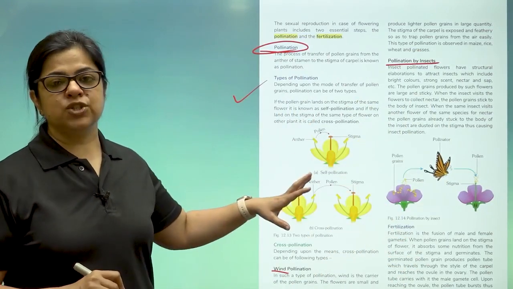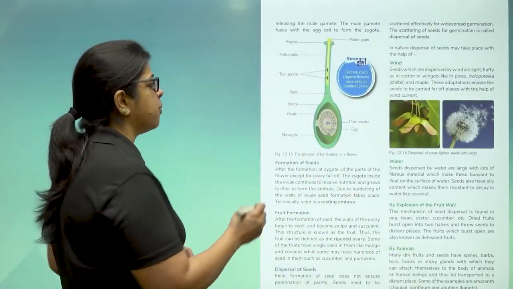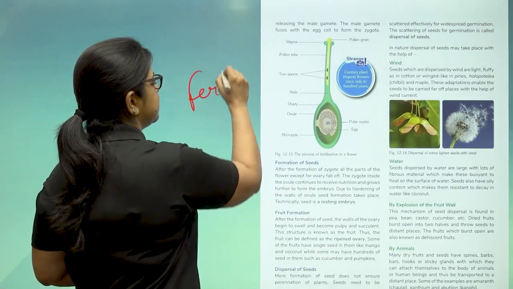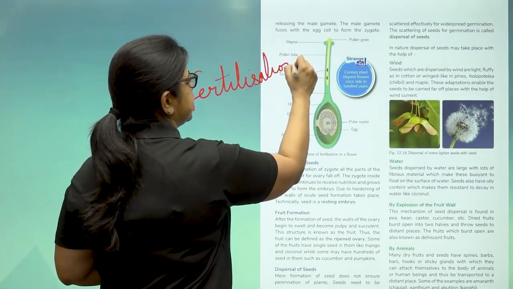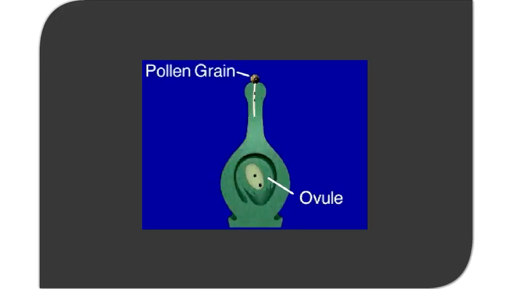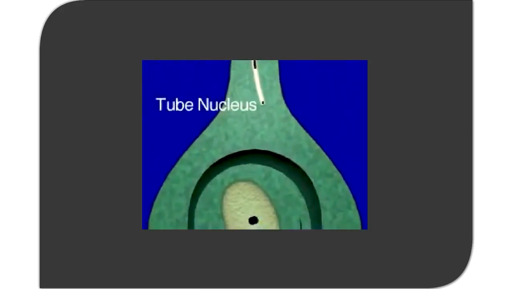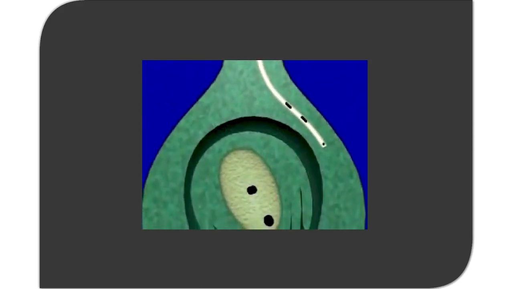Now, after pollination has taken place, the baby cell has to be formed, which is known as fertilization. Now, how does this fertilization take place? Let us again watch a video. Fertilization occurs after pollination. Fertilization is the fusion of the male gamete with the female gamete to produce a zygote.